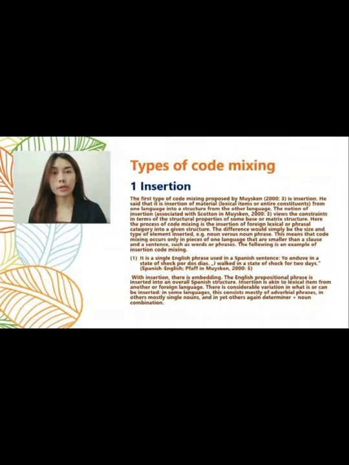Okay, now we are going to the types of code mixing. The first type of code mixing proposed by Muysken is insertion. He said that it is insertion of material or lexical items or entire constituents from one language into a structure from the other language. The notion of insertion views the constraints in terms of the structural properties of some base or matrix structure. Here, the process of code mixing is the insertion of a foreign lexical or phrasal category into a given structure. The difference would simply be the size and type of element inserted, for example, noun versus noun phrase.